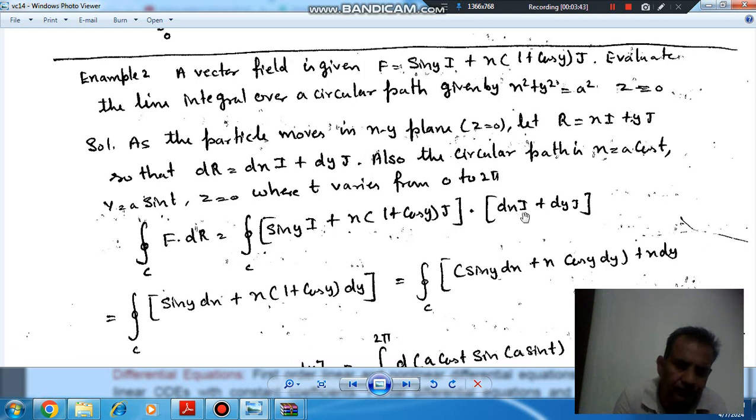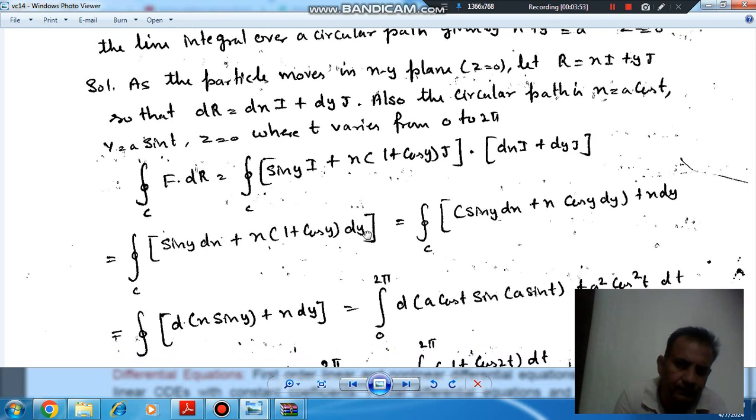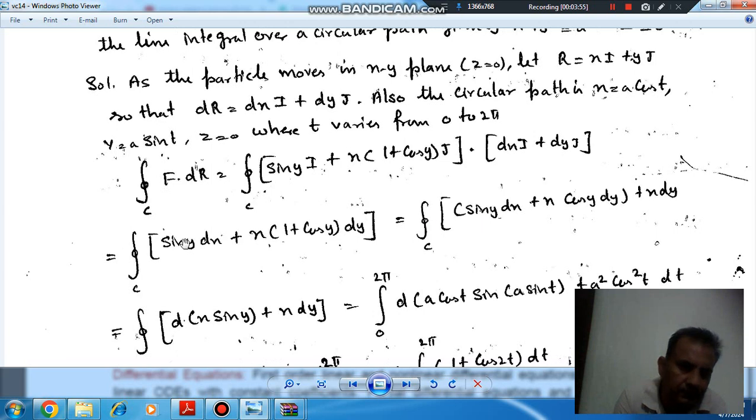So this is F, this is dr. After solving, it will be sin y dx plus x(1 plus cos y) dy. Further solving it, sin y dx plus x cos y dy, plus x dy.